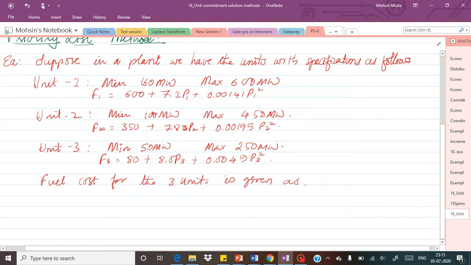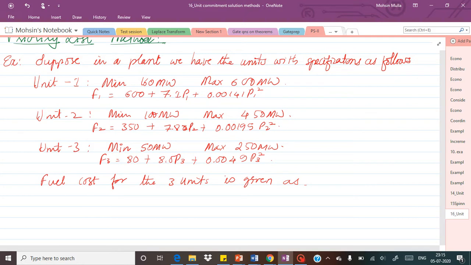Its fuel consumption equation is F2 equal to 350 plus 7.8 P2 plus 0.00195 P2 square. Then unit 3 has a minimum of 50 megawatt and a maximum of 250 megawatt, and its fuel consumption equation is F3 equal to 80 plus 8.0 P3 plus 0.0049 P3 square. So these are the basic equations known for those three units.